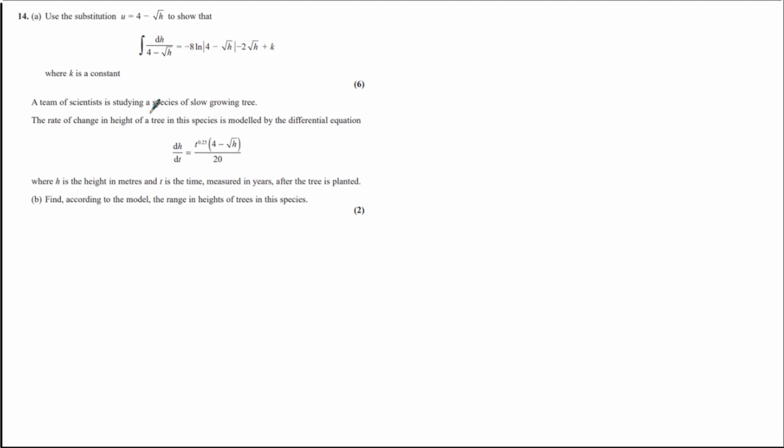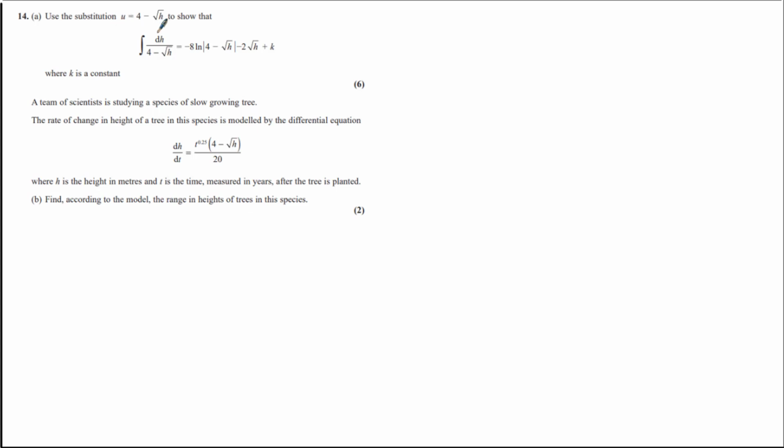So for this question, we need to integrate this function by substitution and show that it's equal to the right hand side. So we have this integral here, and we've been given a substitution of u is equal to 4 minus the square root of h. Now, the idea of integration by substitution is to convert the integrand in its current state into something that's easier to integrate. So our objective in this case is to convert the integrand from h's and dh's to u's and du's. Okay, so keep that in mind.